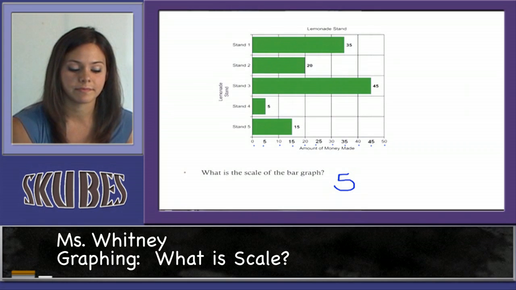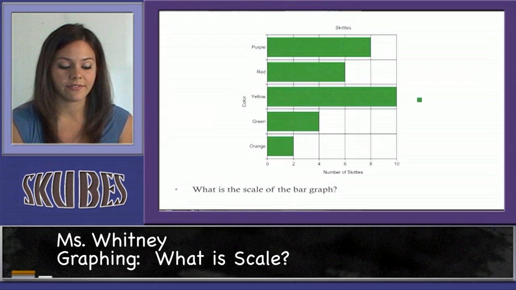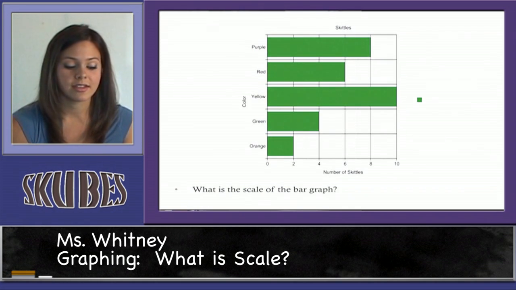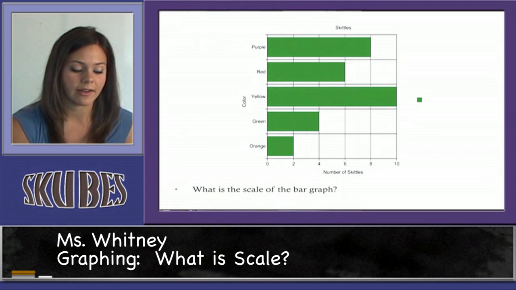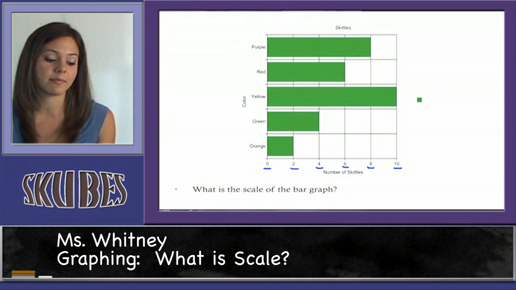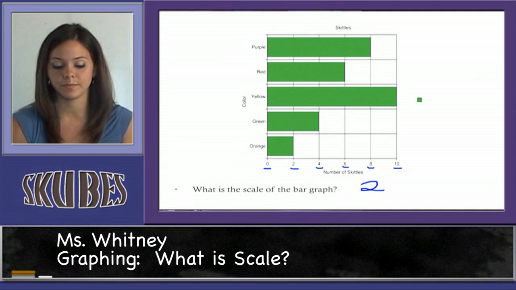Here's another example. This graph is telling us the number of each color of Skittles in a bag. To find the scale, we need to see what number we're counting by. We have 0, 2, 4, 6, 8, 10. As you can see, we're counting by 2s. The scale of this graph is 2.